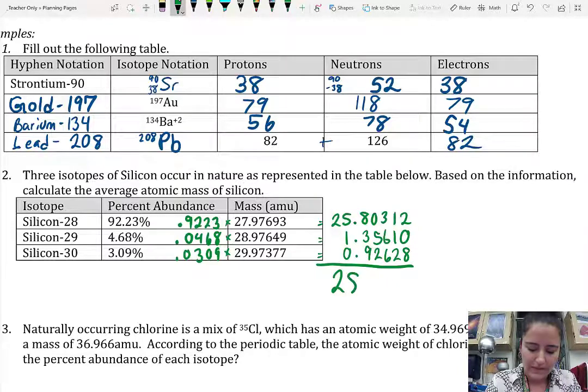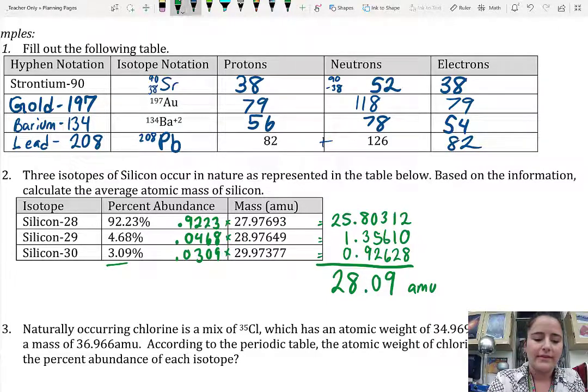And we get an average atomic mass of 28.0860. Because our percentages only had 3 digits, I would probably want to round this and say 28.09, which is what is represented on the periodic table. So there is our weighted average.